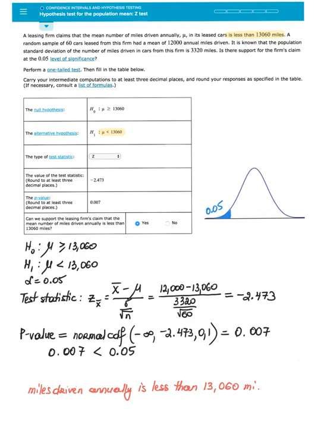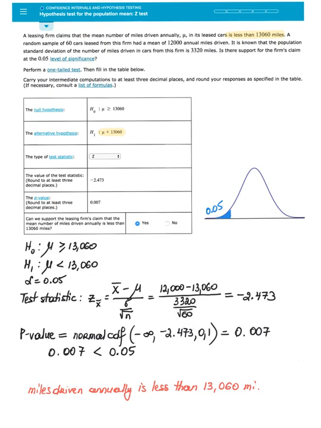According to the central limit theorem, the formula for this value is x bar minus mu, where this mu is really the quantity we are using in the hypothesis, divided by the standard error, sigma over square root of n. So let's input the numbers we have. X bar is 12,000 minus mu of 13,060. Divide all of that by the standard deviation of 3,320 divided by square root of 60.